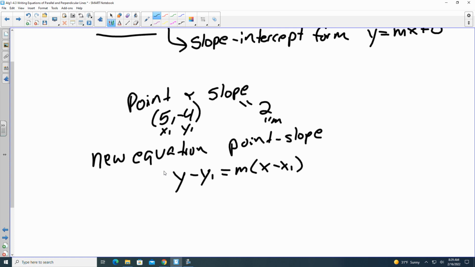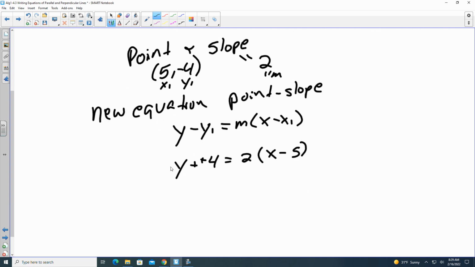So when I rewrite this, it is going to be y minus a negative 4 is equal to 2, which is the slope, times the quantity of x minus 5. Here this will be y plus 4. And then the final step is to get it into slope-intercept form. So I got y plus 4 is equal to distributing the 2 over the x minus 5. I got 2x minus 10.